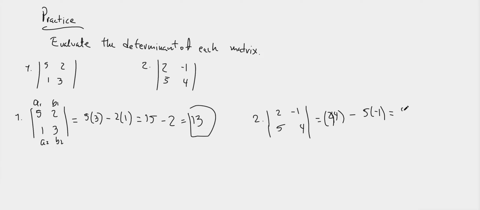Well, 2 times 4 is 8. And 5 times negative 1, that's negative 5. But again, because we have this minus here, that becomes positive. And 8 plus 5 is 13. So in this particular case, we have a determinant of 13 for both of our matrices.